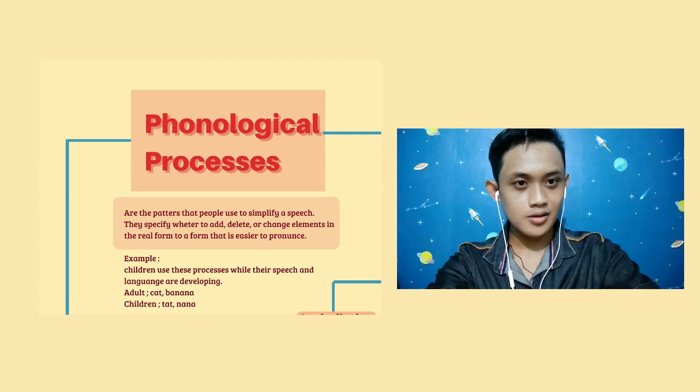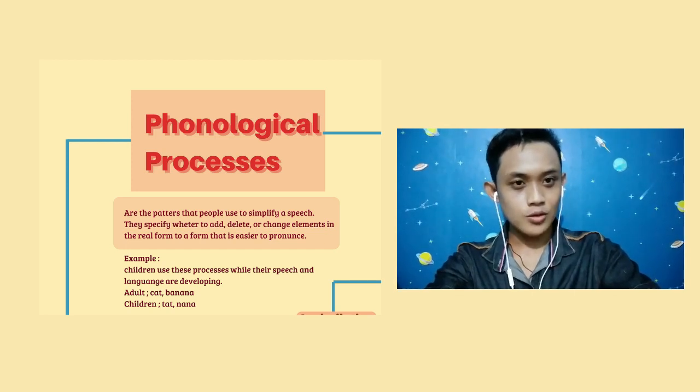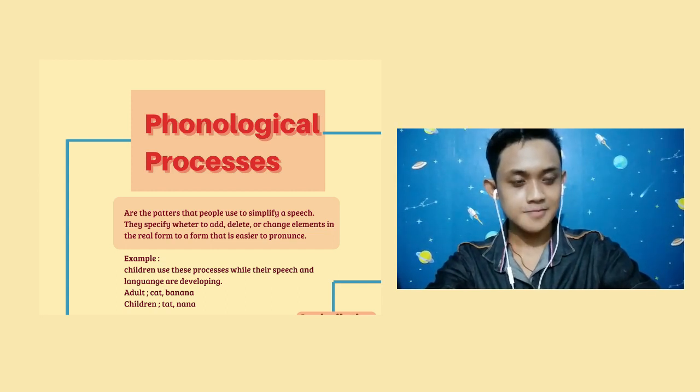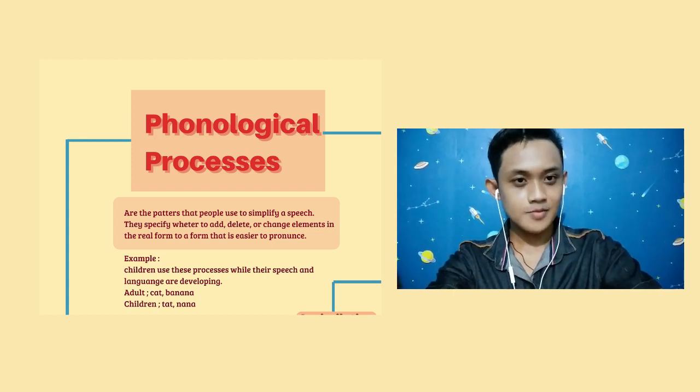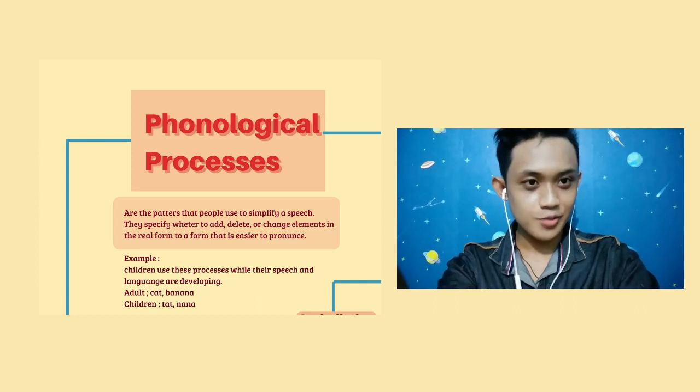Another example is in the word cat. The adult is able to say cat, but the child is not able to make the sound K yet. So they change the sound K into the sound T, and the word becomes tat. So when the adult pronounces the word cat, the child pronounces it as tat. Cat, tat.